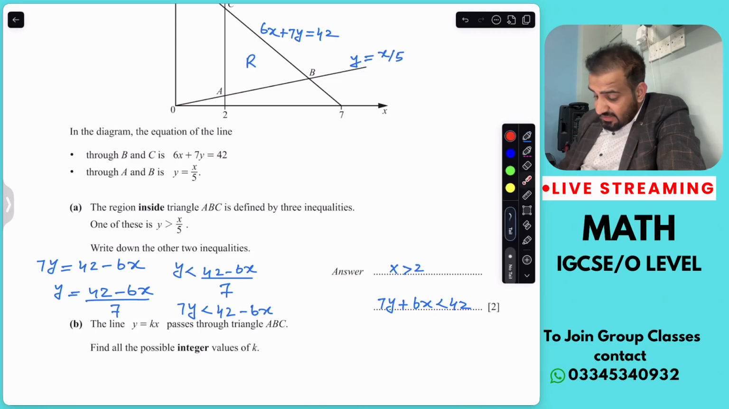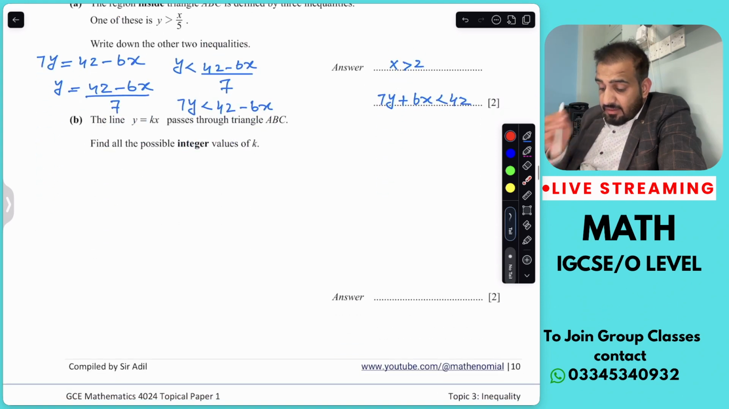Or you can give answer in this form. Doesn't matter. The line y is equal to kx passes through the triangle ABC. Find all the possible integer values of k.